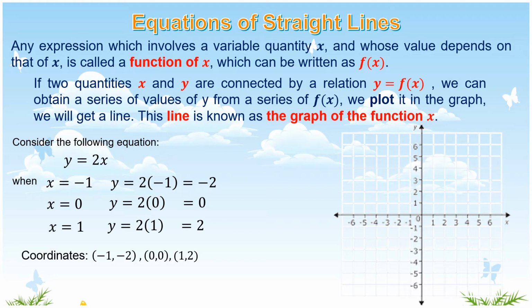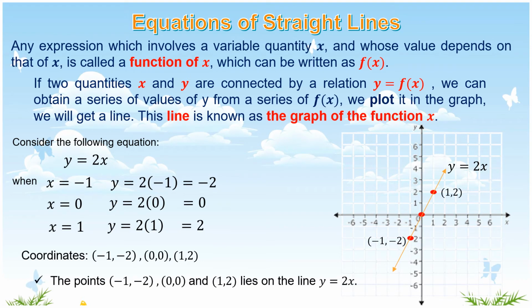And using this Cartesian coordinate plane, we are going to plot the coordinates. So this is (-1, -2). At the origin is (0, 0), and we have (1, 2). If we connect the 3 points, we will be having a straight line. And this straight line is called y = 2x. So therefore, this line is the graph of y = 2x. The points (-1, -2), (0, 0), and (1, 2) lie on the line y = 2x.